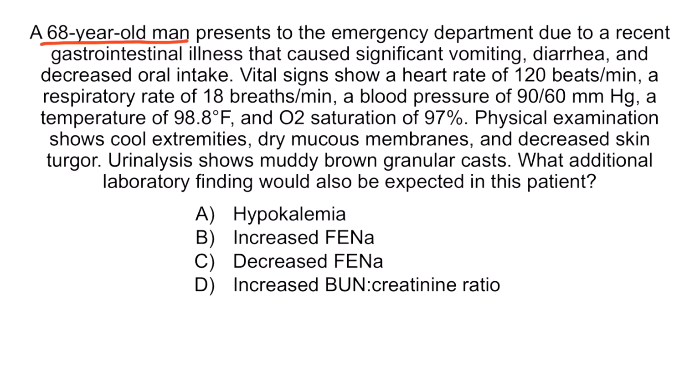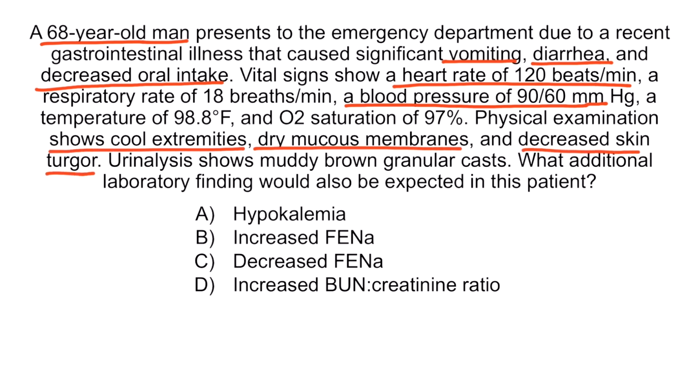This 68-year-old man is in the emergency department due to significant hypovolemia caused by vomiting, diarrhea, and decreased oral fluid intake. Vital signs show hypovolemia with tachycardia and hypotension. Physical exam is as expected in hypovolemic state, showing cool extremities, dry mucous membranes, and decreased skin turgor. This patient's hypovolemia leads to decreased renal perfusion and eventually renal ischemia, which then paired with the finding of muddy brown granular casts on urinalysis, points to the diagnosis of acute tubular necrosis. One of the key findings in ATN is an increased fractional excretion of sodium, since the injured tubules cannot effectively resorb sodium. This makes answer choice B the correct answer.